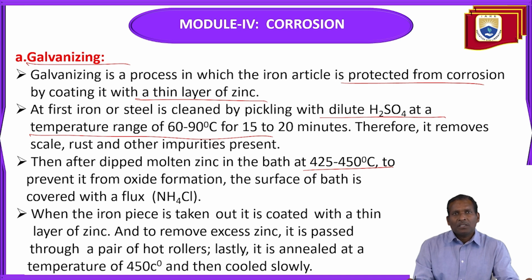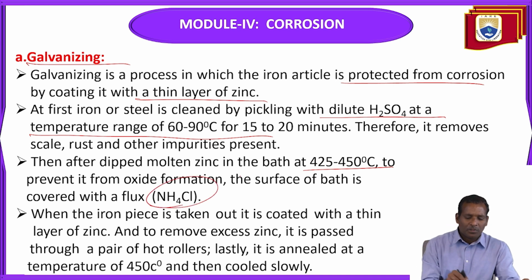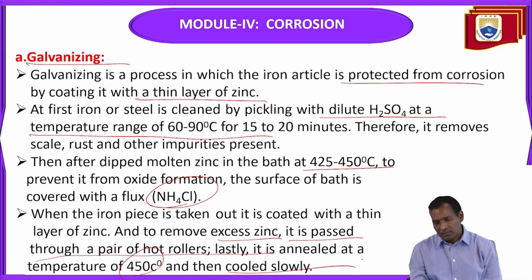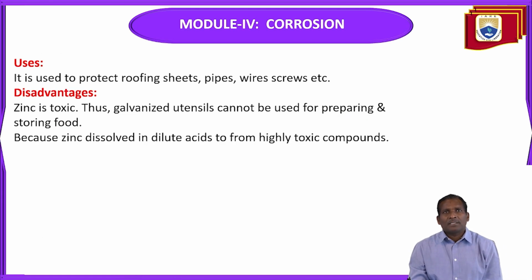The surface of the bath is covered with a flux, that is NH4Cl. When the iron piece is taken out, it is coated with a thin layer of zinc. To remove excess zinc, it is passed through a pair of hot rollers. Lastly, it is annealed at a temperature of 450 degrees centigrade and then cooled slowly. This process is called galvanizing.